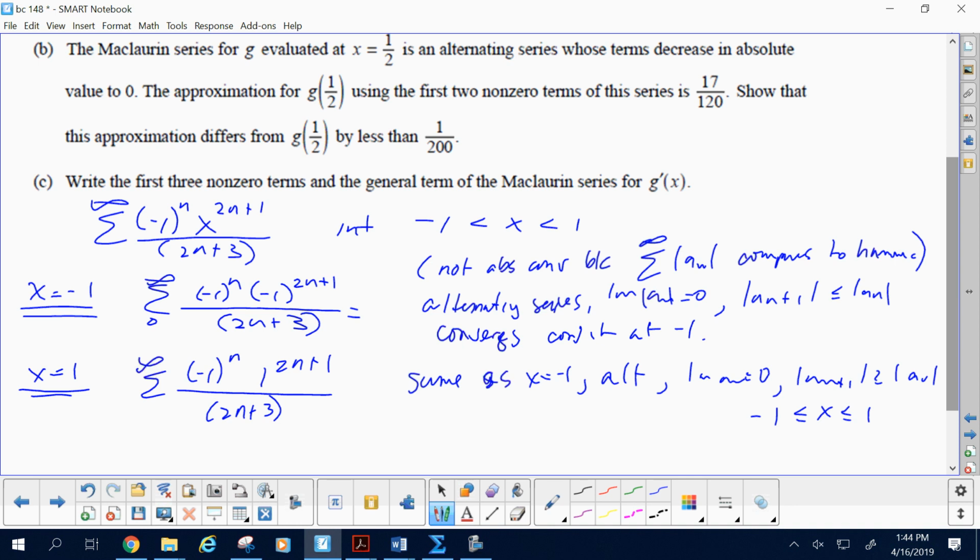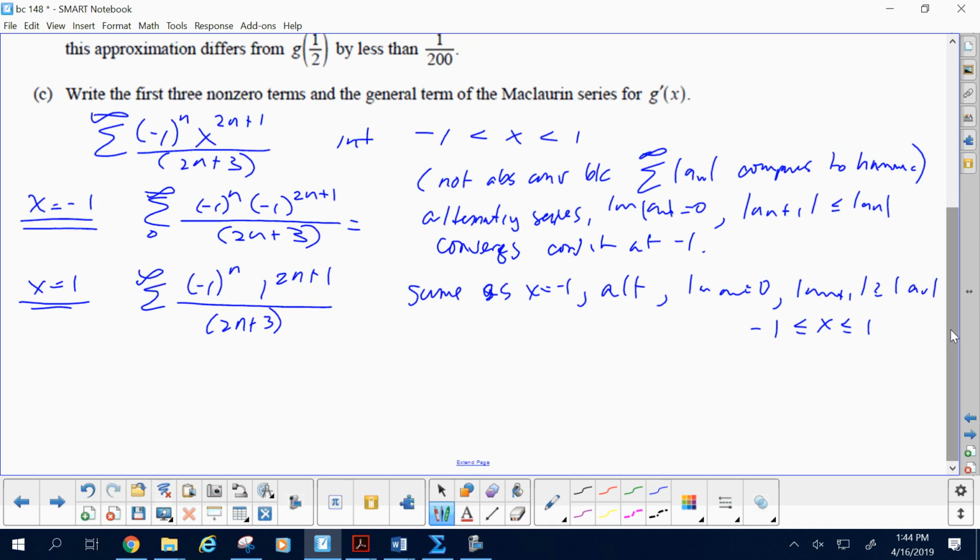Sorry, I don't have the rubric at the ready. I can't remember what year I pulled this from. Part B rather. How did the old B go? The Maclaurin series for G evaluated, is that what that series is? Oh, the function G, that's the Maclaurin series for G, evaluated at half. The approximation is, wow, they're doing everything for you. What do they want me to do? All they want me to talk about is the error bound, yeah?